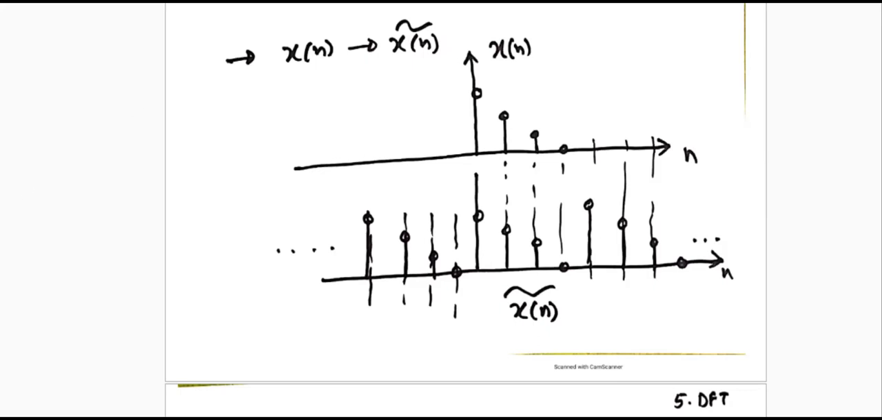Okay. So at this moment, do you have any question? Sir, generally we are concerned with frequencies from 0 to pi. Why, in the case of DFT, are we concerned with 0 to 2 pi?